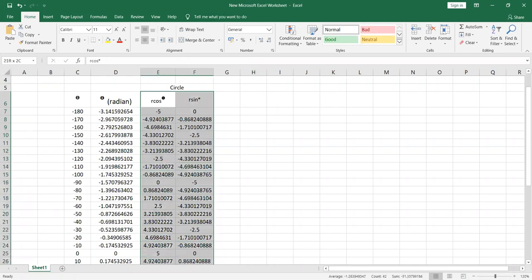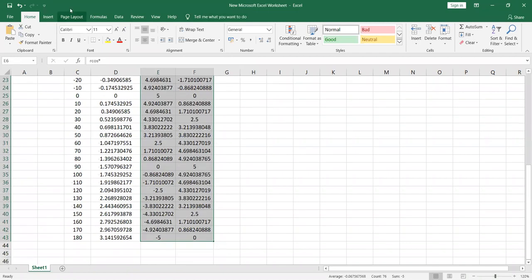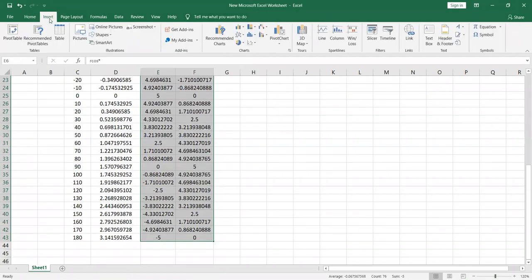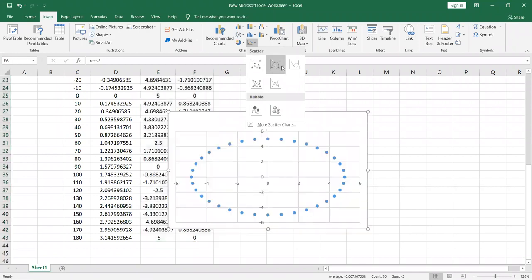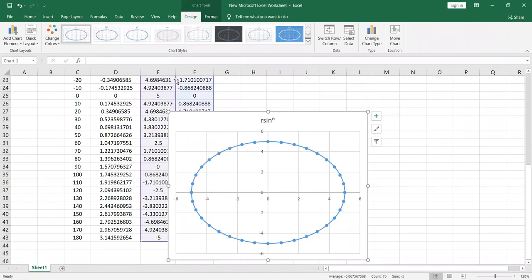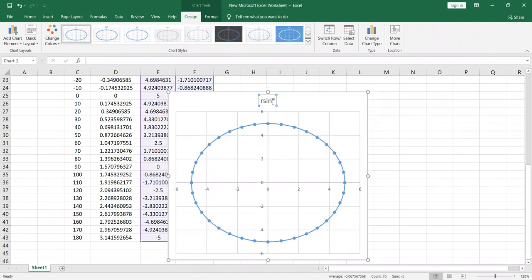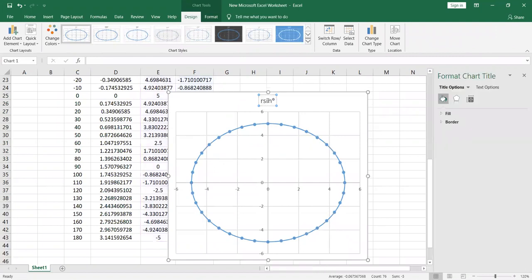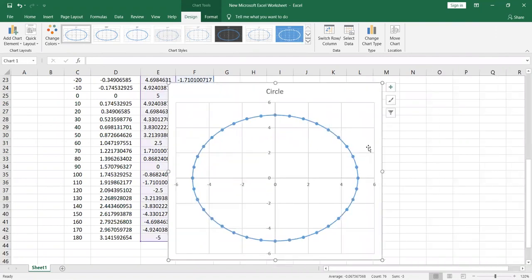So now select these two columns, just select these two columns like this, and go to the insert section, then charts. In this you have to select scatter, and in scatter select this chart. Click on this, so you will get the graph of these two columns, which is a circle. Just write here, instead of r sin theta, you can write circle. Okay. So the first graph is prepared using Excel.